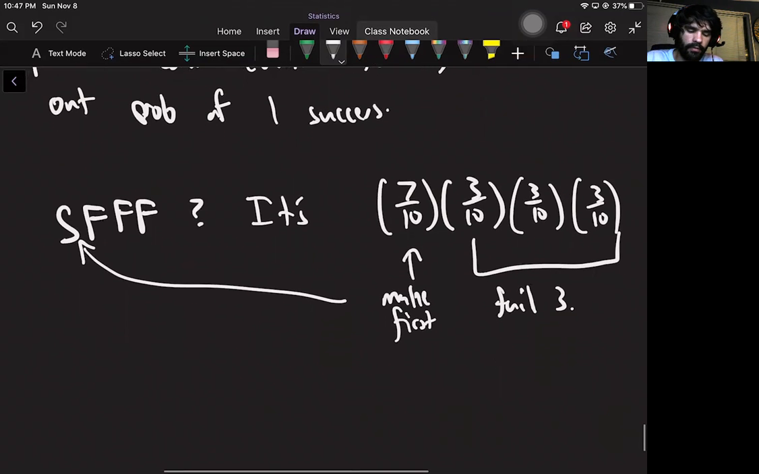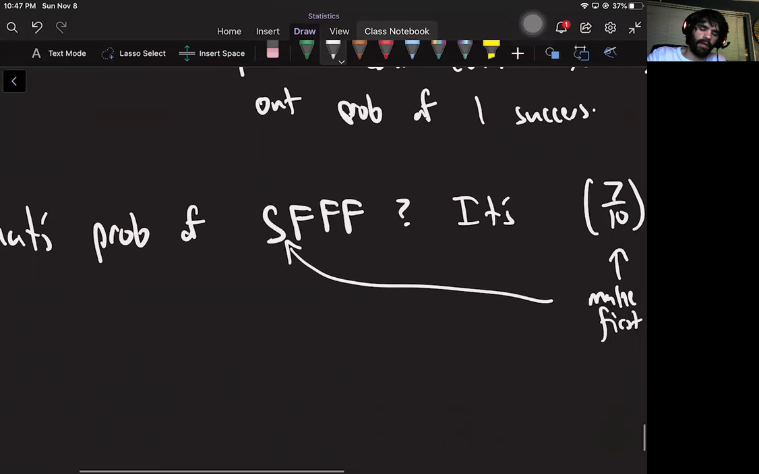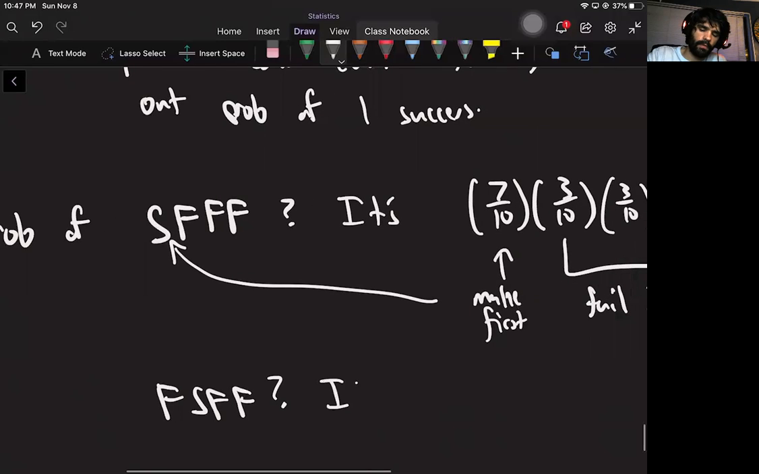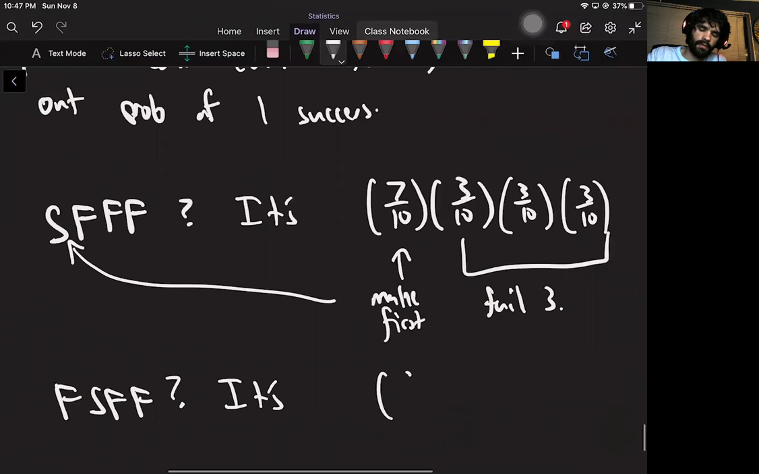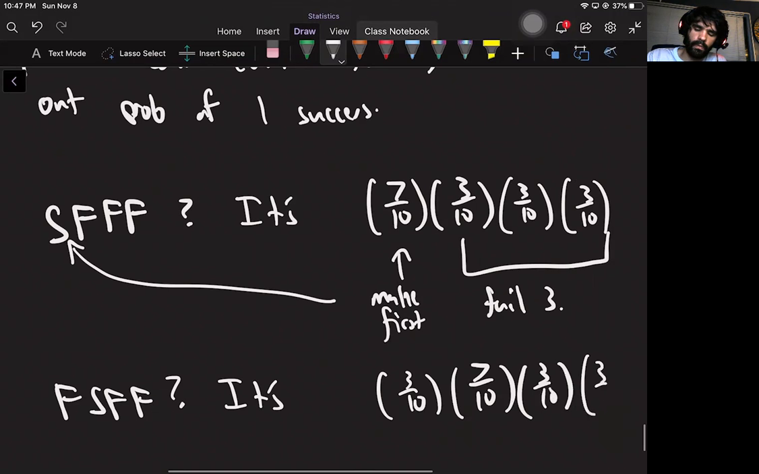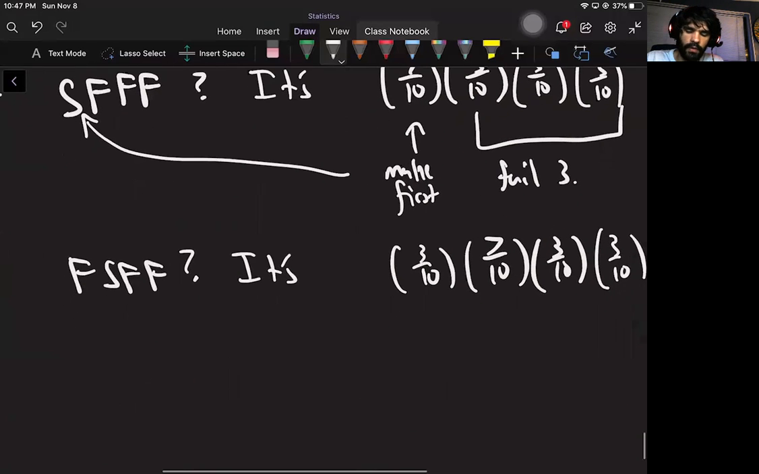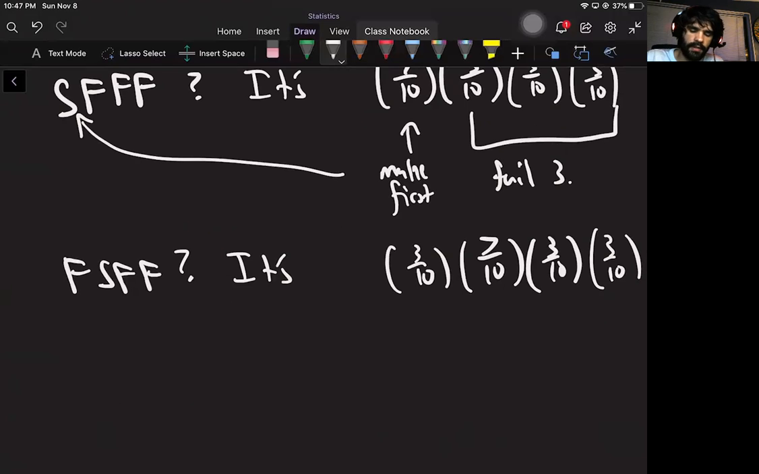So that's the probability of that happening. What about of this one happening instead? Same idea. Well, now I fail the first one, so that's going to be 3 out of 10. I make the second one, so that's going to be 7 out of 10. Then I fail, and then I fail again. So now we can see the pattern. Wherever there's an S, I'm just putting the probability of success. Wherever there's an F, I'm putting the probability of failure.